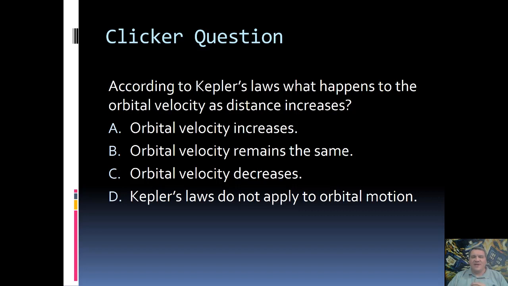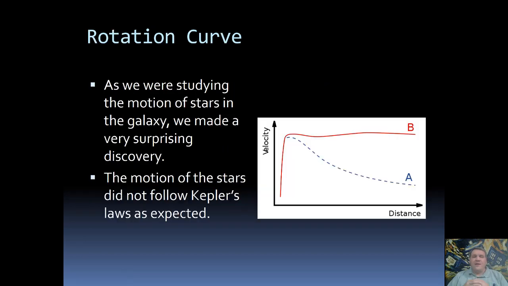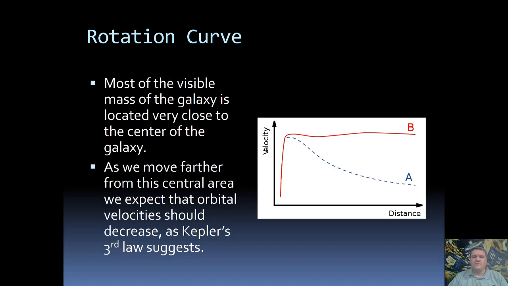Alright, so what does Kepler's law say about orbital velocity as distance increases? Well, the farther out it is, the slower it should go, which is C. Orbital velocity decreases with an increase of distance. As we've looked at the motion of stars in our galaxy, we've actually found something a little bit surprising. They don't actually follow what we would expect based off of Kepler's laws of motion. So most of the visible mass in our galaxy is located close to the center of the galaxy. We have a lot of stuff in the central bulge, and then a lot of material in the disk.